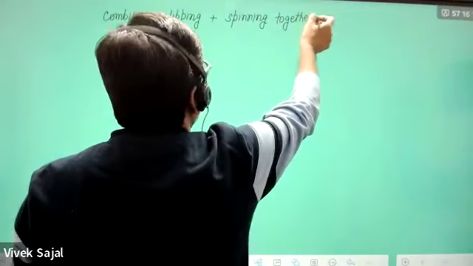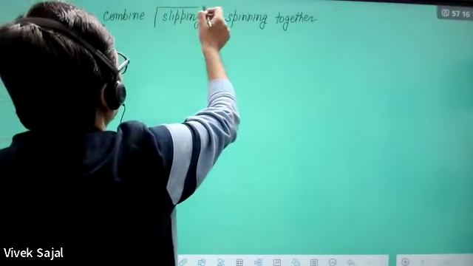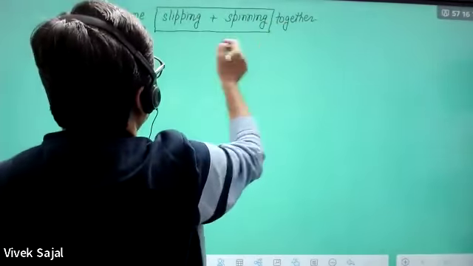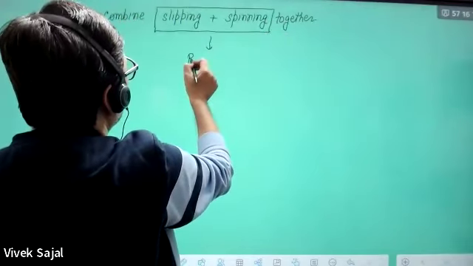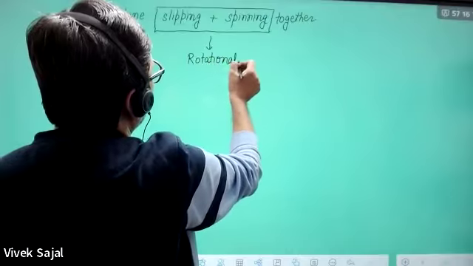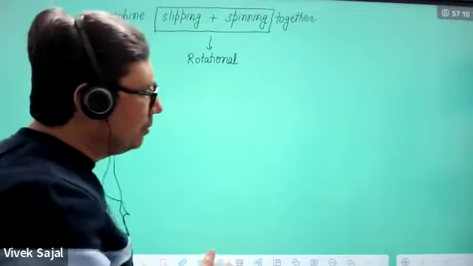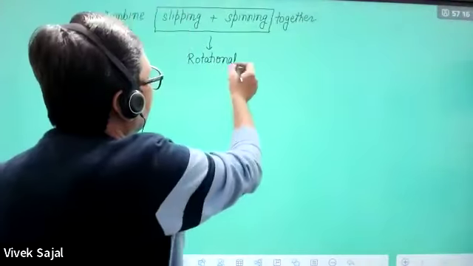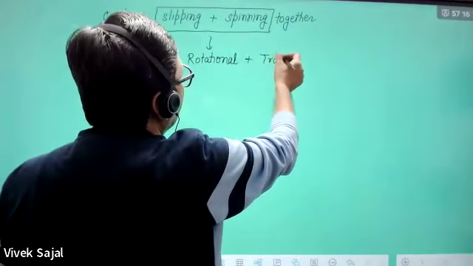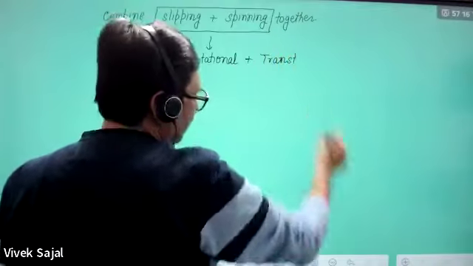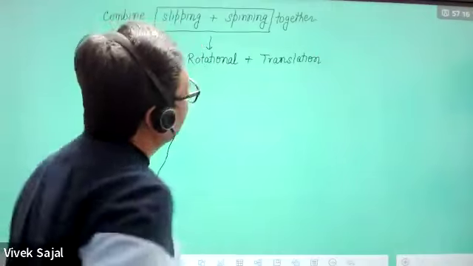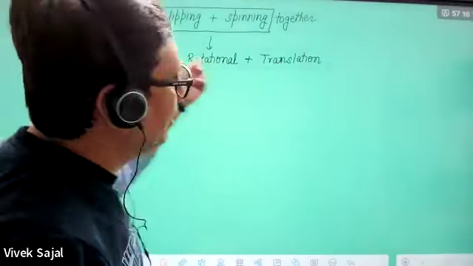Then what are you going to get? If you are combining these two together, then you are going to call it rotational motion. This is rotational motion. Generally we study this in rotational. Rotational means here rotational plus, you can say, translational motion. So you call it rotational plus translational motion combined together. So both are taking place.